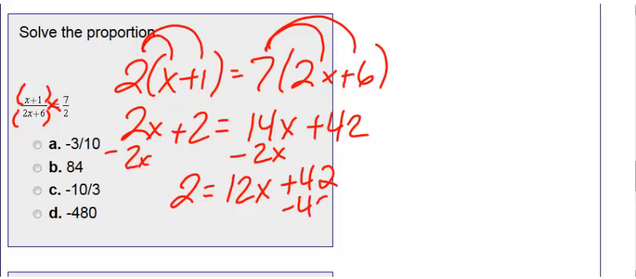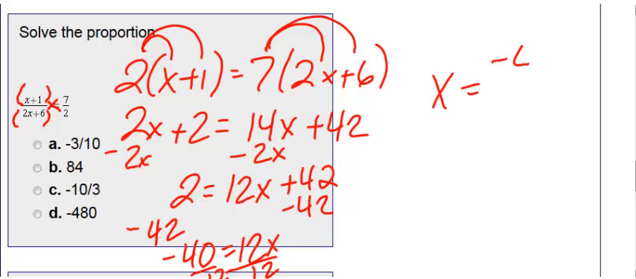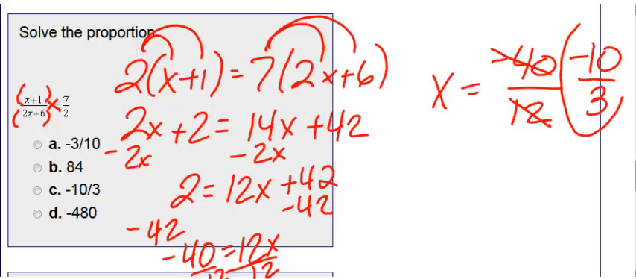Then I'm going to subtract my 42. Therefore, I get negative 40 equals 12x. And lastly, divide by 12. So I get x equals negative 40 over 12. But we can't leave it like that because we can simplify. 4 goes into negative 40, negative 10 times. 4 goes into 12, 3 times. So we get negative 10 over 3, choice C as our answer.